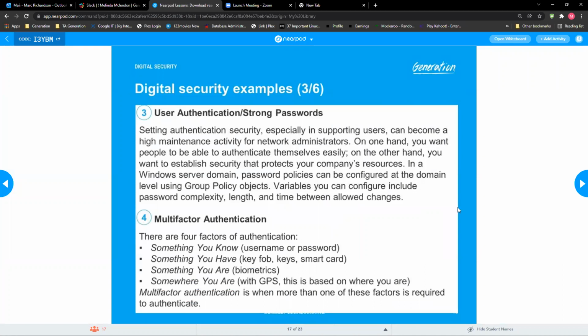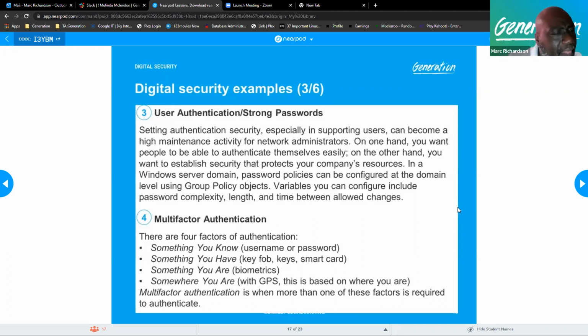All right, I'll start again. User authentication, strong passwords. Setting authentication security, especially in supporting users, can become a high maintenance activity for network administrators. On one hand, you want people to be able to authenticate themselves easily. On the other hand, you want to establish security that protects your company's resources. In a Windows Server domain, password policies can be configured at the domain level using group policy objects. Variables you can configure include password complexity, length, and time between allowed changes.